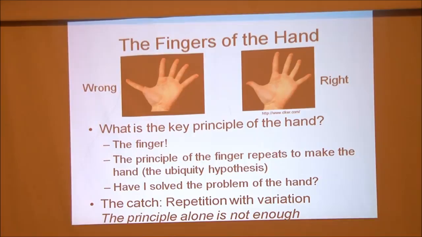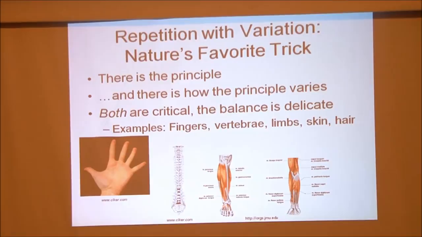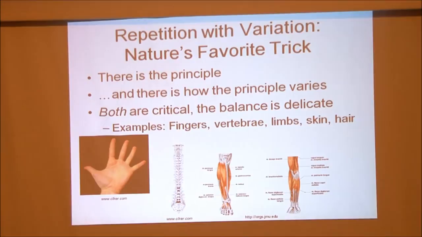Because beyond the principle, there is repetition with variation, or variation on a theme. And this tends to be how biological systems are set up. This is actually the principle that nature really loves to exploit when it builds complex systems: variation on a theme. There's the principle, and then there's how the principle varies. And both are critical. We tend to focus on discovering the principles without thinking about the problem that the principles probably need to vary across the substrate of whatever it is that's being engineered. And so I'm saying that this is nature's favorite trick.